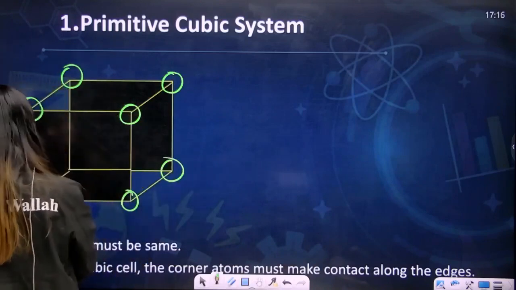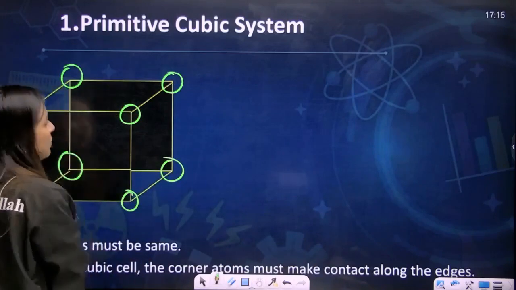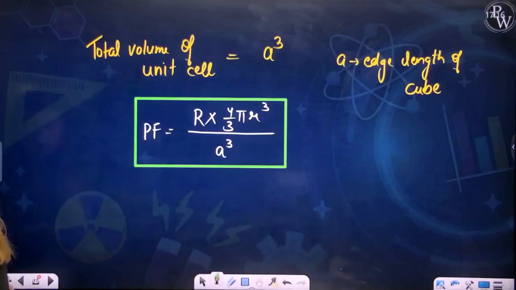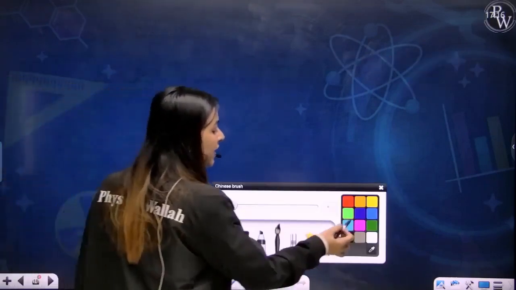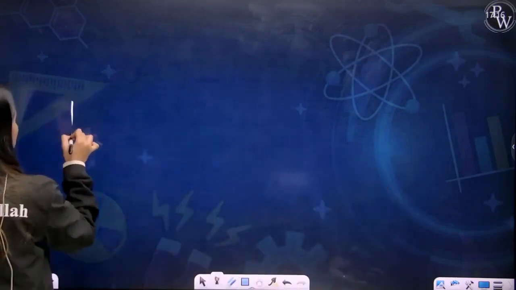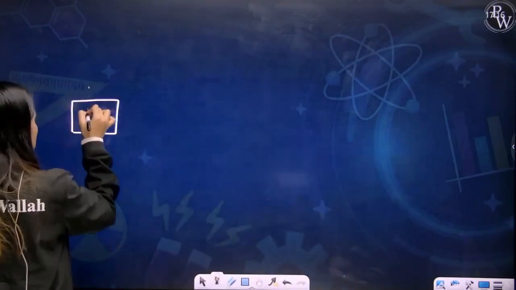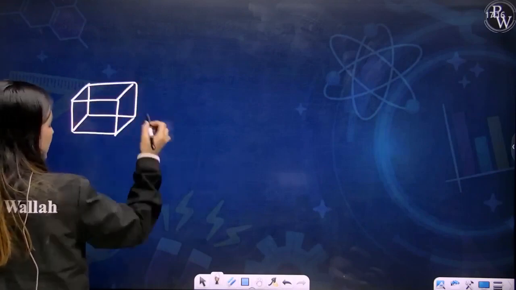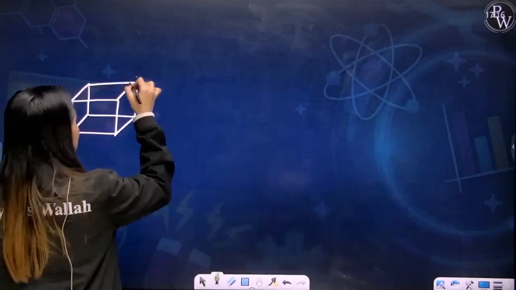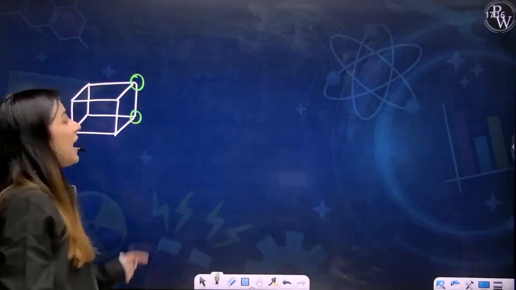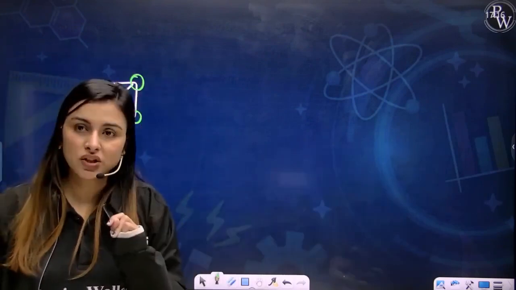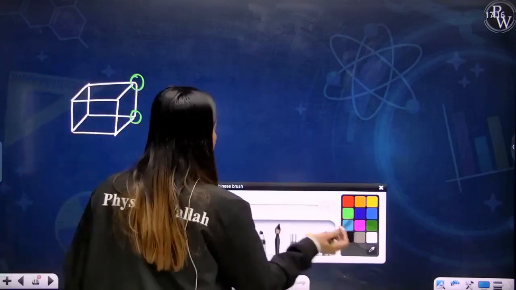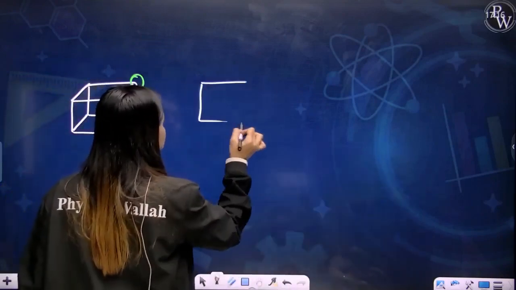Now, before starting this, I want to tell you something, my dear students, just keep it as a point in your mind. Whenever I have drawn a unit cell, I always tried to make the unit cells like this: one atom is present here, one is present here, as if they both are not touching each other. But in reality, my dear students, your atoms are present something like this.